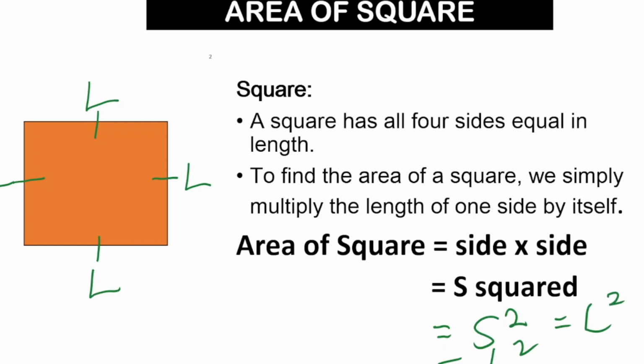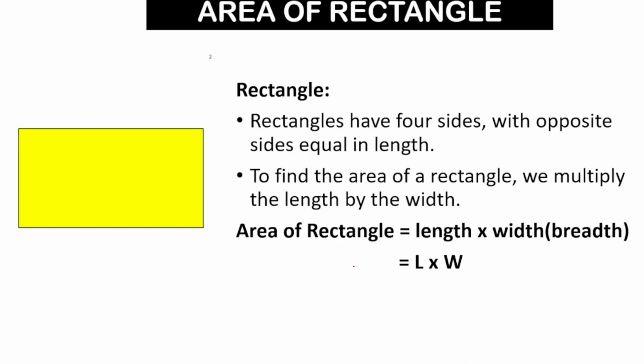So we'll move to the next slide we have there. We also have area of rectangle. As you all know, in a rectangle, the opposite sides are equal. To find this, this is length and this is width or breadth. To find the area of this, that means length times breadth, or length times width. So the area of a rectangle is length times width or breadth.